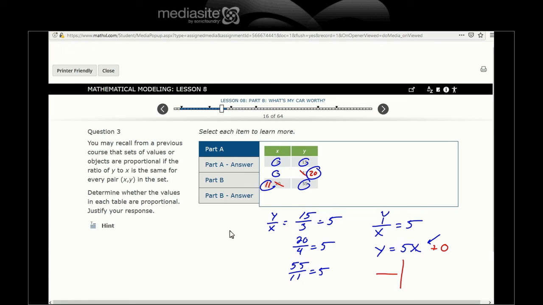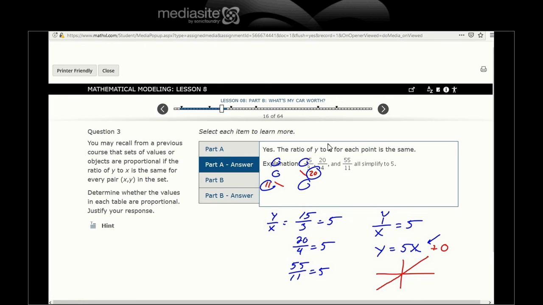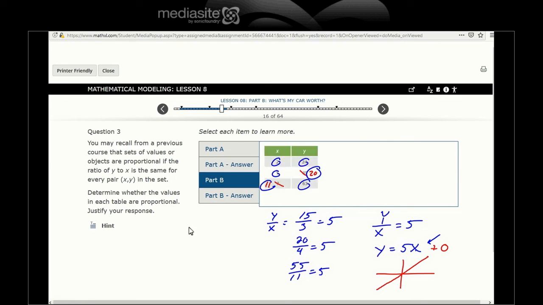So basically, it's the equation that goes through the origin when they're proportional. Answer: yes. Part B.